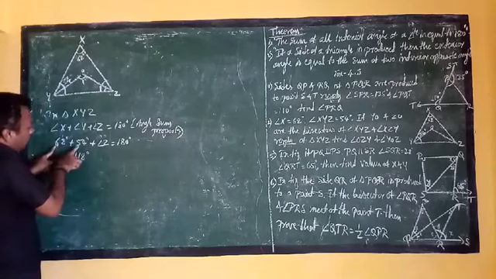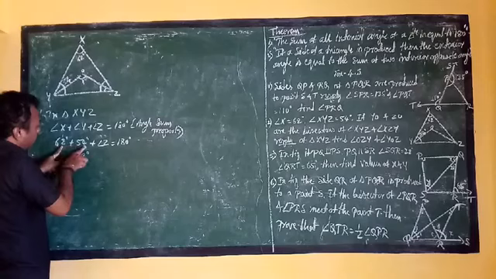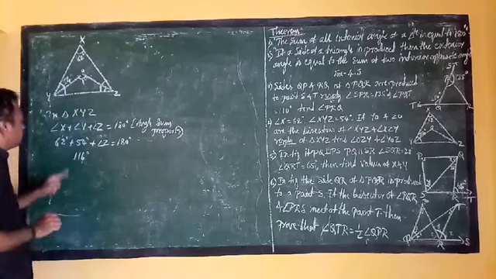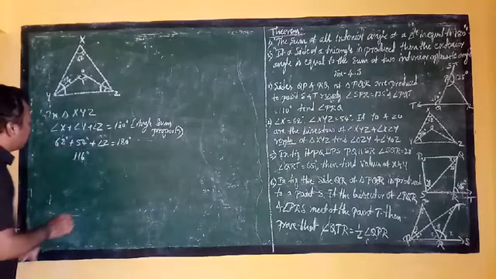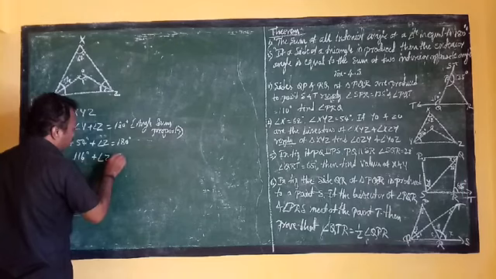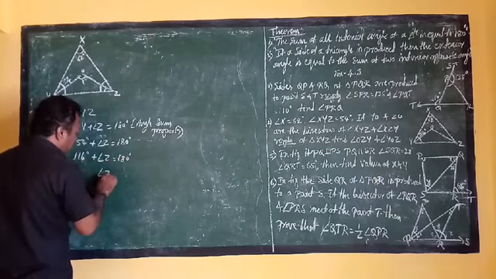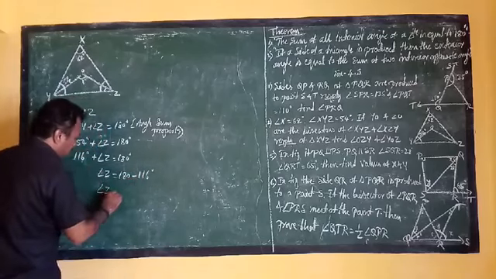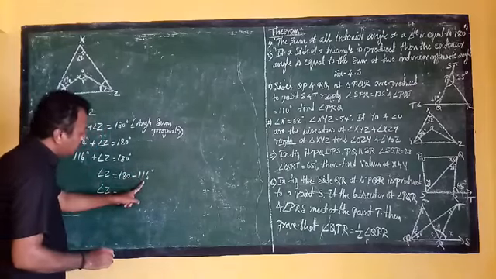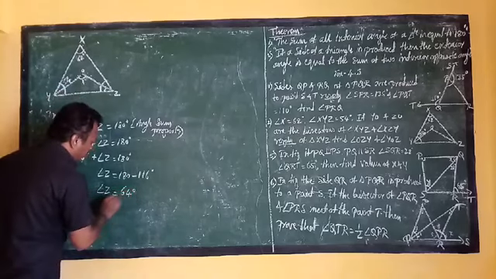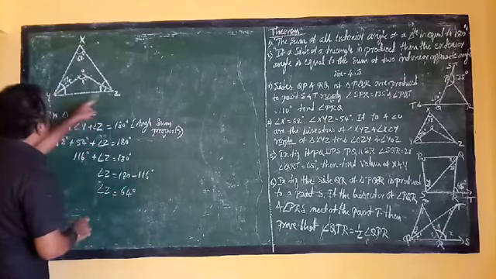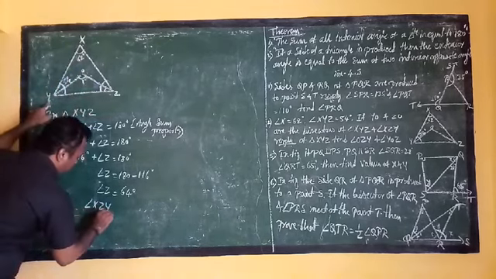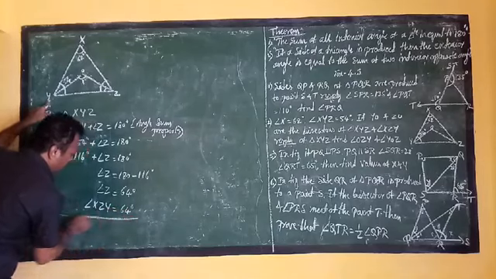See, 60 and 50 is 110, and 4 plus 2 is 6, 6 plus 5 is 11, so 116 degrees, not 118. 116 degrees plus angle Z is equal to 180 degrees. So angle Z is equal to 180 minus 116, which is 64 degrees. So angle Z is nothing but XZY. XZY is equal to 64 degrees.